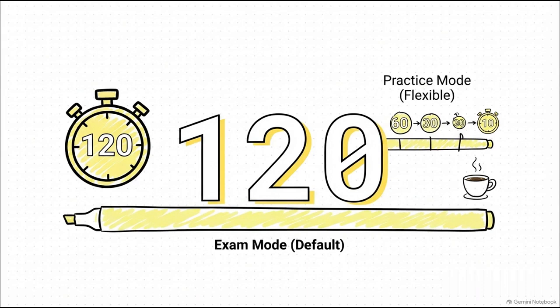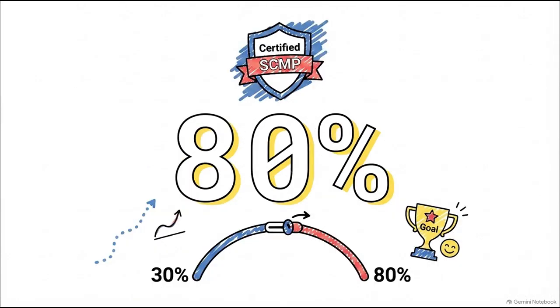Let's look at time duration, for example. The default length for the real SCMP exam is 120 minutes. In exam mode, you're locked into that. But in practice mode, you can drop the timer down to as little as 10 minutes. This is literally a game changer if you only have a quick coffee break to squeeze in a super targeted study session.